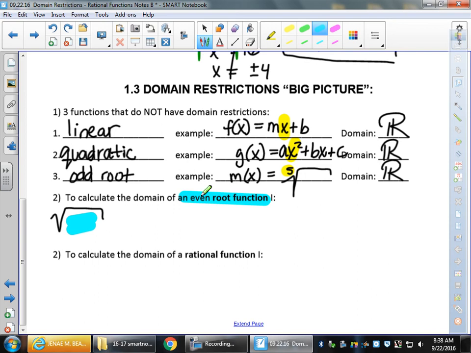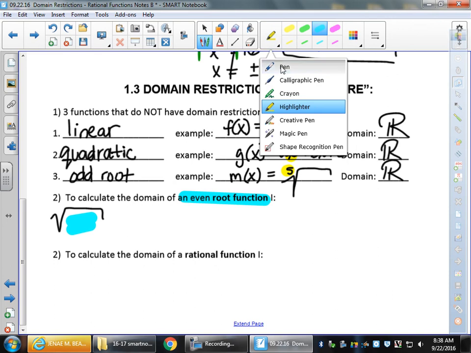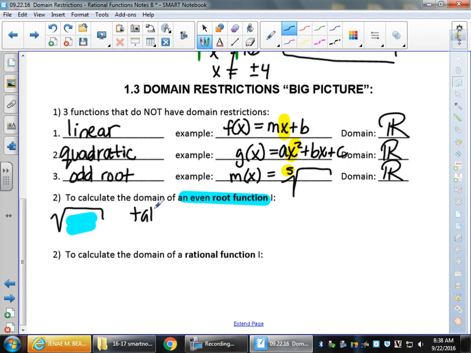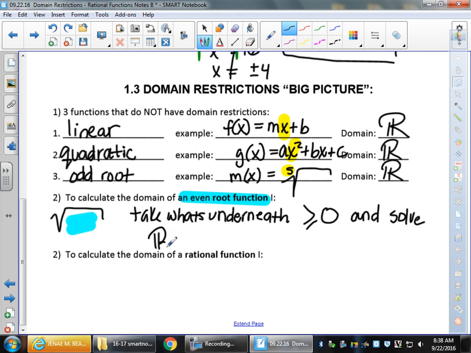What do I do with what's underneath the radical? Take what's underneath. We're going to write this in formula, just like we think about it, okay? Take what's underneath. And what do we set it to? What do we choose to do? Greater than or equal to 0 and solve. Our answer will be that. All real numbers, x greater than or equal to whatever we find.